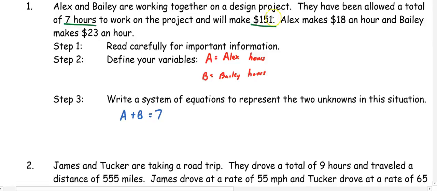Then we also have something with $151. So we know that it has to be equal to 151. We can't do A plus B equals 151 because A and B are representing hours. So we need to add something else into the equation. They told us that Alex is making $18 and Bailey is making $23. That's going to help us with this equation. So if Alex is making $18, we're going to say 18A. For every hour worked, we multiply by 18, plus 23B equals our $151. So now we have our two equations, and we'll learn in the next couple of days how to solve those. Today we're just working on setting things up.